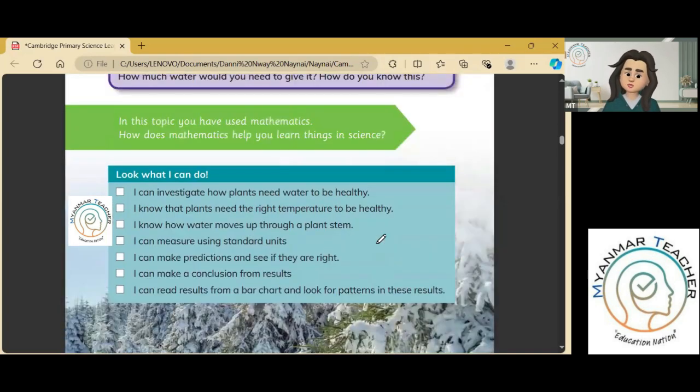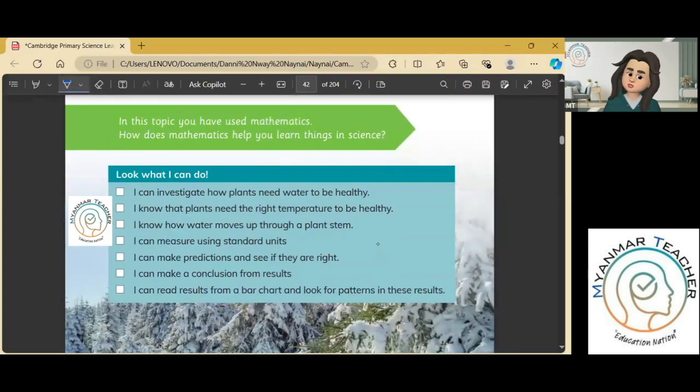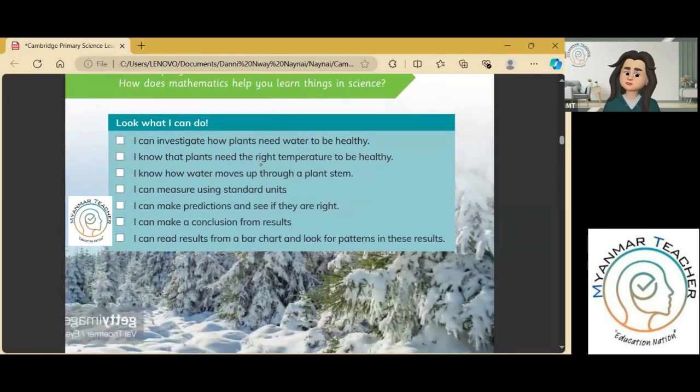Check your progress. Look what I can do. I can investigate how plants need water to be healthy. I know that plants need the right temperature to be healthy. I know how water moves through a plant stem. I can measure using standard units. I can make predictions and see if they're right. I can make a conclusion from the results. I can read results from a bar graph and look for patterns in these results.